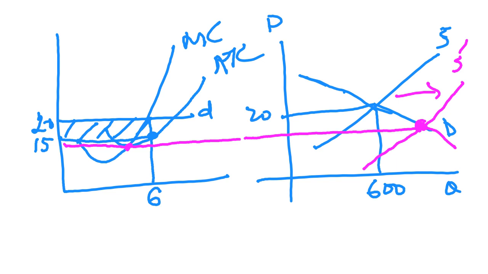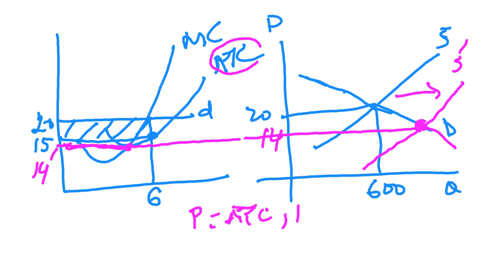Now notice that price is 15, or not 15, sorry. Let's say this is 14. So now price is 14, but average total cost is also 14. So both are equal. Price is exactly equal to average total cost. What does this mean? It simply means that there's no profit. So profit will be dissipated because of the entry of new firms, and each firm is now producing at the minimum of ATC here. Let's take this 4, and let's say total output is 1200.